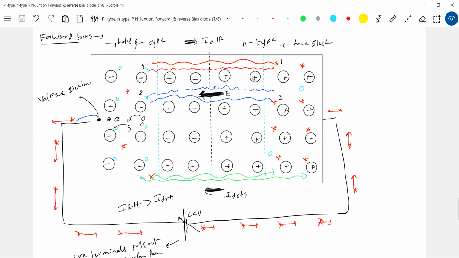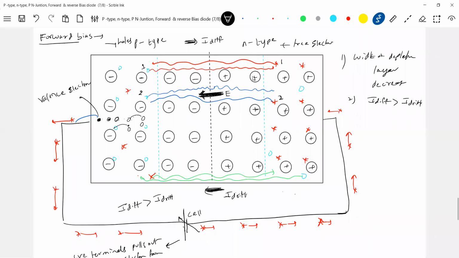So in forward bias, which current will be more? Diffusion current greater than drift current. And the width of the depletion layer decreases. This is something very important. The width of the depletion layer decreases. This is one thing. Then I diffusion is greater than I drift. So forward bias will permit more majority carriers to pass through it.